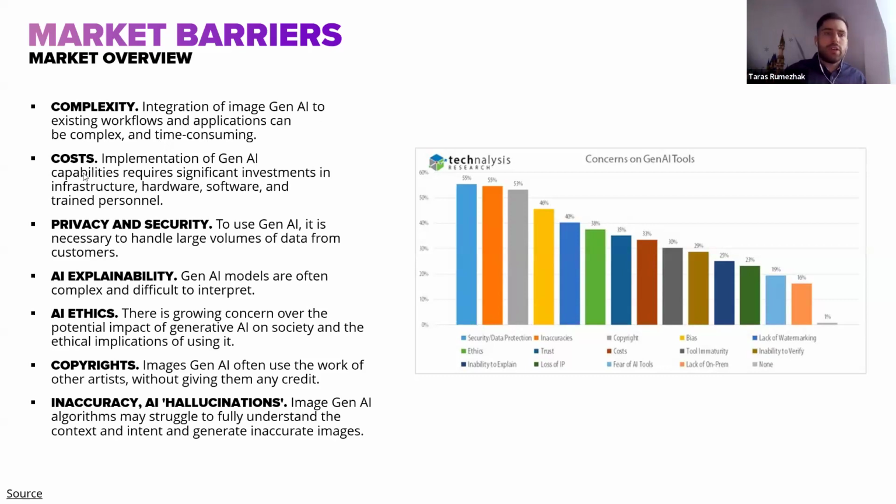Market barriers. There are different market barriers. For me, as I see from the projects, the main ones are privacy and security, AI ethics, and copyright. Even hallucinations and so on, it's not that important. What's the most important thing for the business is this IP compliance, copyright issues, and so on.